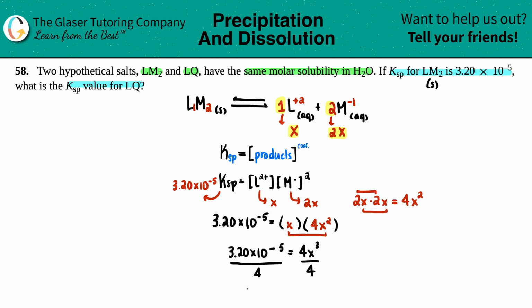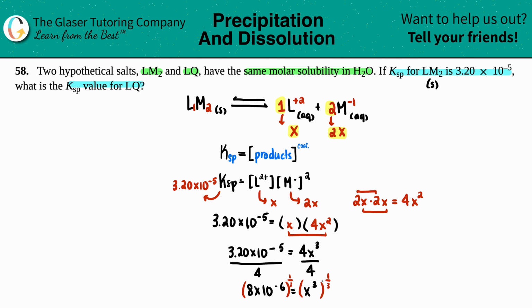So 3.2 times 10 to the negative fifth divided by 4, I get 8 times 10 to the negative sixth equals X cubed. And now we can just do the cube root, right? But what I like to do for anything above the square root, I just like to raise this to the inverse number. Raising it to the third is 3 over 1, so I can just raise this to the 1 over 3. But you could do the cube root.